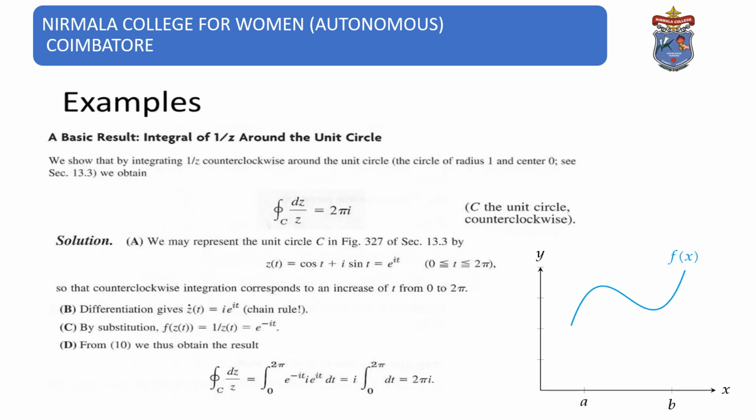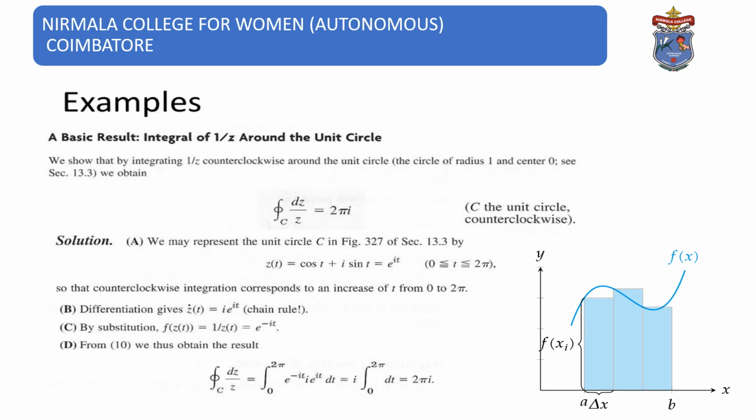As an example, let us evaluate the integral of 1 by z over the unit circle. Here, first step, we'll represent the unit circle C as z of t equal to cos t plus i sin t. Then differentiate z of t with respect to t. Then substituting z of t in the place of z in f of z, and we obtain the result as 2 pi i.